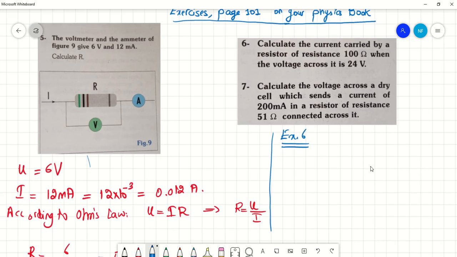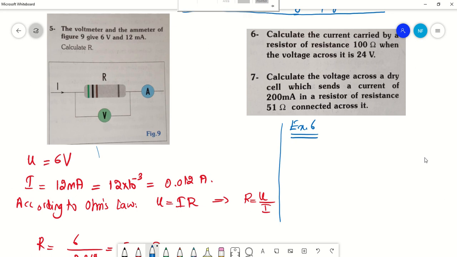Let's continue. Let's start with exercise 6. He's asking, calculate the current carried by a resistor of resistance 100 ohms. So what is given at this point? The given is the resistance, R equal 100 ohm, when the voltage across it is 24 volt, so U equal 24 volt. Also I have to calculate the current, and I say according to Ohm's law. I always mention the law because it is to be noted.